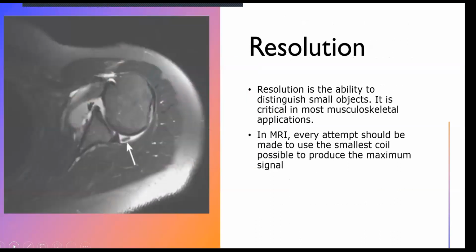Okay, this is regarding the signal, but resolution is the ability to distinguish small objects. It's critical in most of our concerns in musculoskeletal applications. Every attempt should be made to use the smallest coil possible. For example, advanced centers use a hand coil or a shoulder coil like this one. You can see in this picture the axial MRI image that shows well demarcated tissue, the labrum, and the synovial fluid, and within it there is a loose body. This is called resolution.